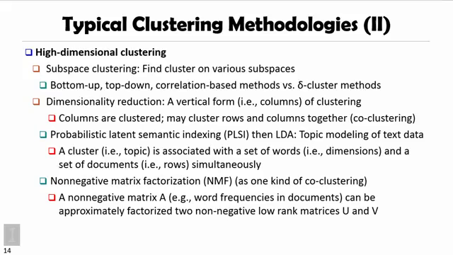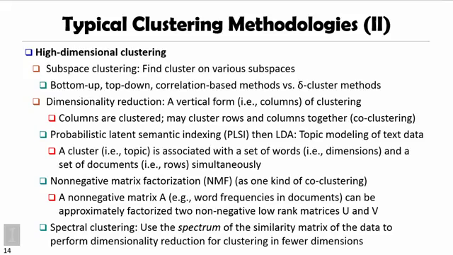Then the second popularly studied method is called non-negative matrix factorization, NMF. This is a kind of co-clustering method. You get a non-negative matrix because word frequencies in documents are non-negative. They are 0 or more, but they are non-negative values in the matrix. For this non-negative matrix, we can approximately factorize it into two non-negative lower rank matrices like U and V that will reduce the number of dimensions.